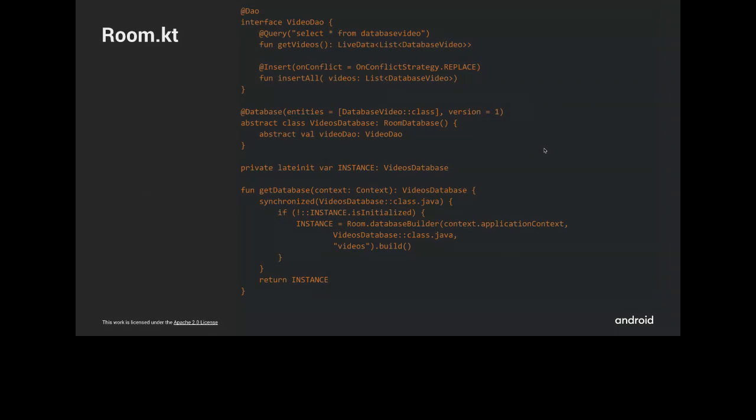So here's an example of Room. You can see that we have these interfaces up here for the ways that we are going to want to access these videos. For example, this query here is getting all the videos, and what it's returning is a list of database videos wrapped in a LiveData object, and that LiveData object will be what helps you send updates through to your UX layer, your UI layer.